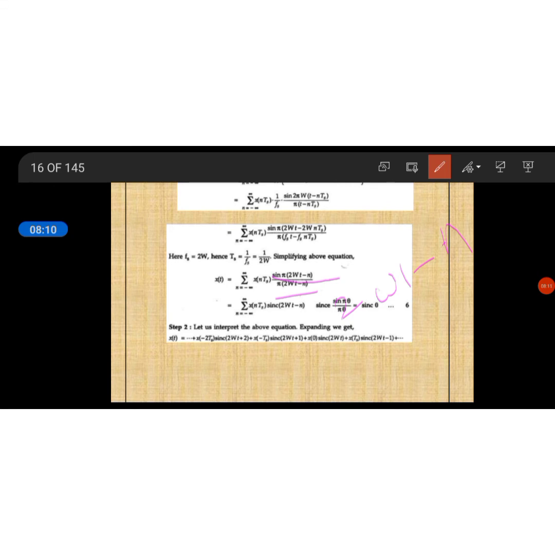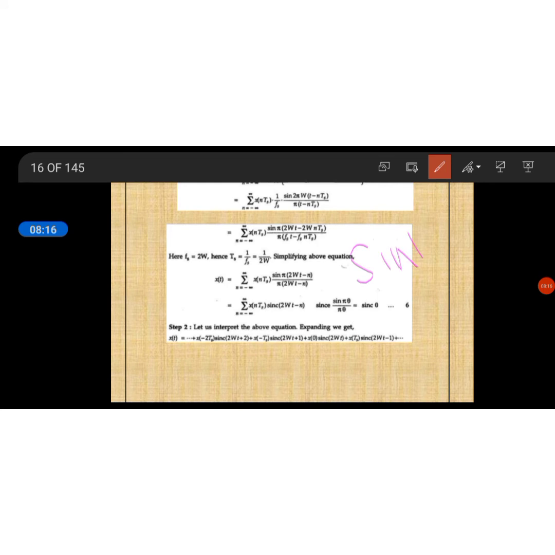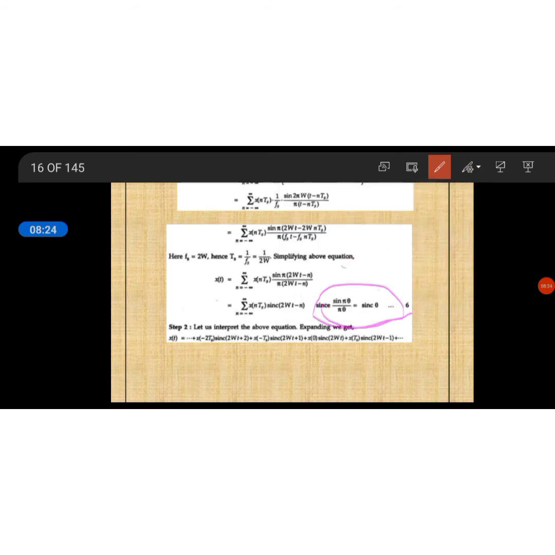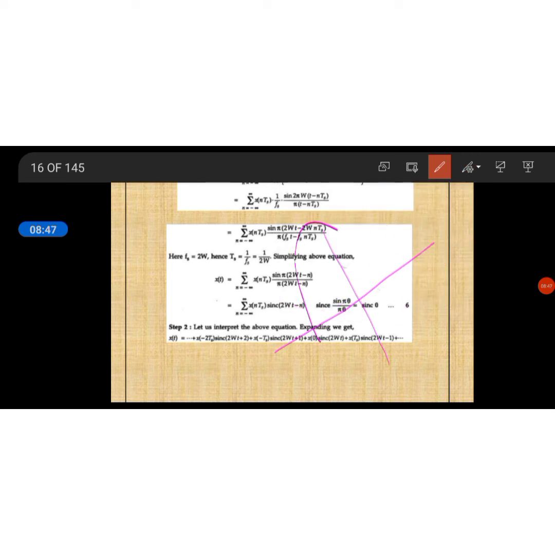So according to the trigonometric relation, sine pi theta divided by pi theta is equal to sinc theta. So this is the relation. Here, this term is considered as theta. So sine pi theta divided by pi theta is represented as sinc theta. This is a sinc function. The graphical representation of the sinc function would be like this.